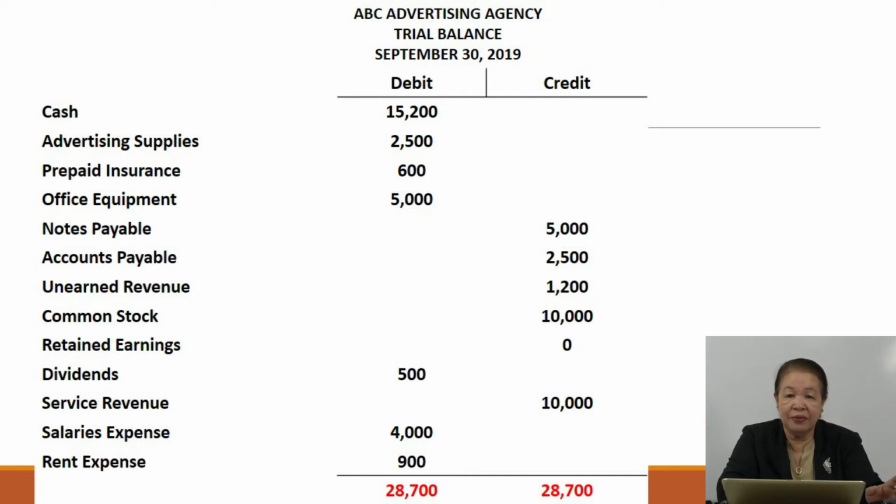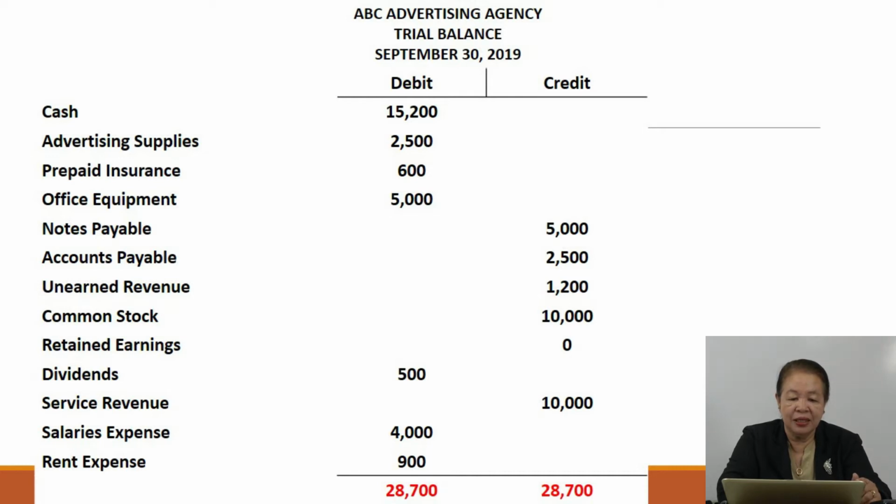We have the cash, advertising supplies. We have the prepaid insurance, office equipment, notes payable, accounts payable, unearned revenue, common stock, retained earnings, dividends, service revenue, salaries expense, rent expense. Ano napapansin nyo dito sa trial balance? Nandyan ang account para sa balance sheet and income statement, no? Itong cash, saan ito papatak? Sa account sa balance sheet.